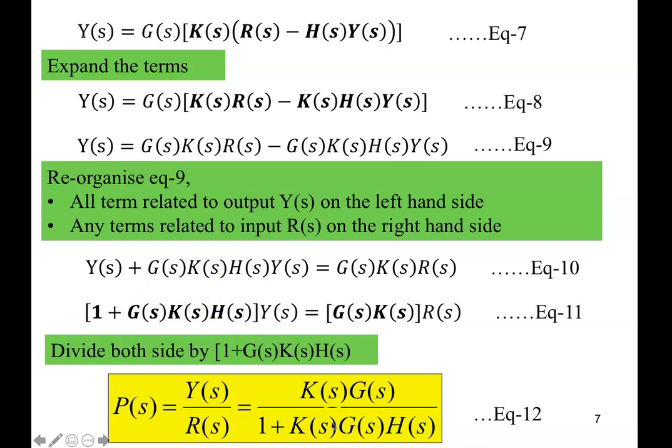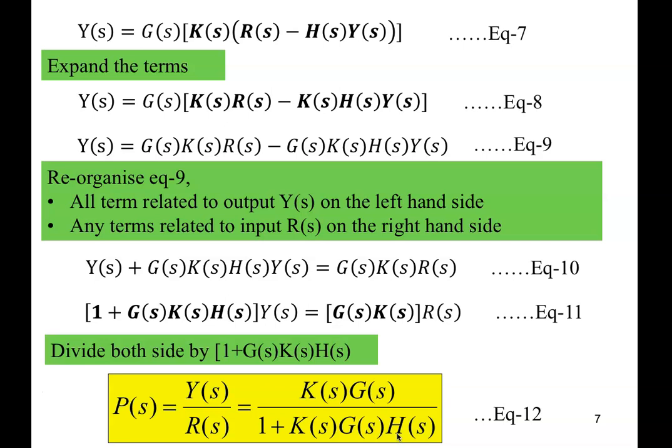So I end up with the transfer function Ps for the closed loop equals Ys over Rs. That's my input. This is my overall output. That equals K times G over 1 plus K times G times H. That's really the generic method to derive the transfer function of a closed loop system. So you don't really need to remember anything. You don't need to memorize anything.